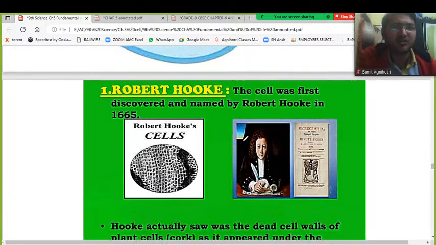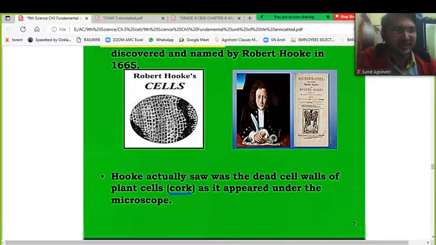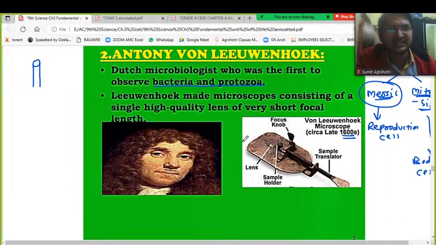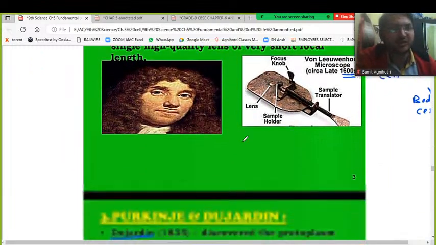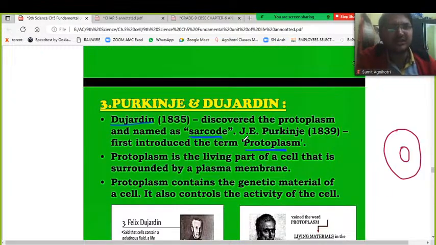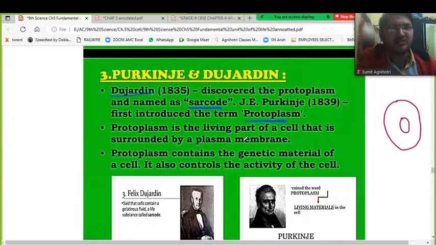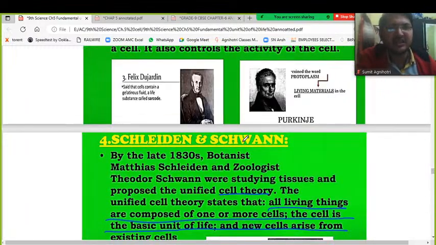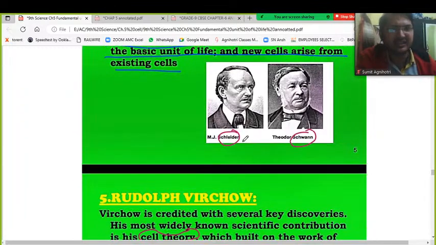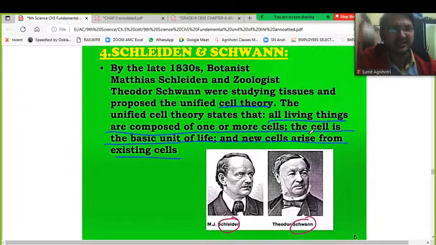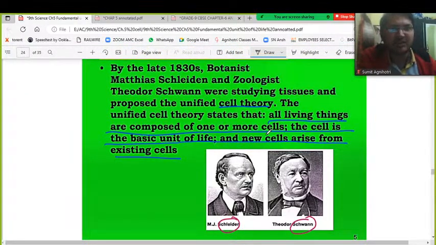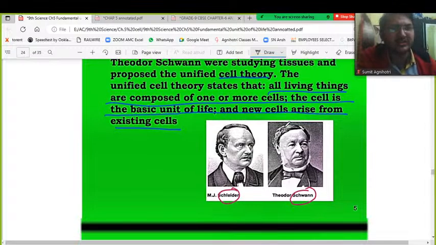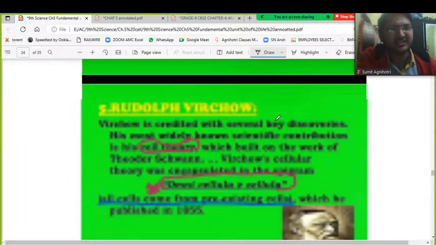Then I have told you who Robert Hooke is and what he has done. Same I have explained about Anthony van Leeuwenhoek. Then I have told you what Purkinje and Dujardin have done. And Schleiden and others have given the cell theory, and that cell theory explains that all living things are composed of one or more cells, and the cell is the basic unit of life, and new cells arise from the existing cells.